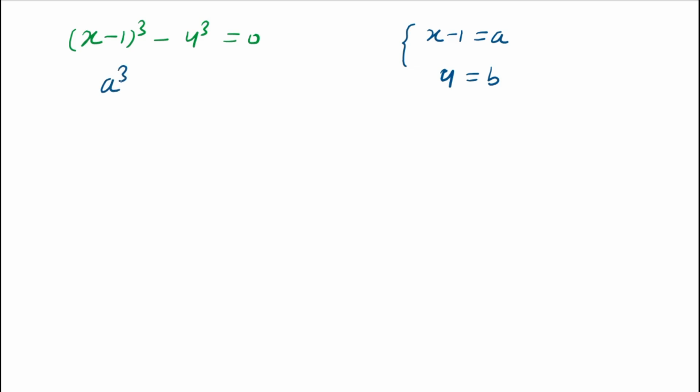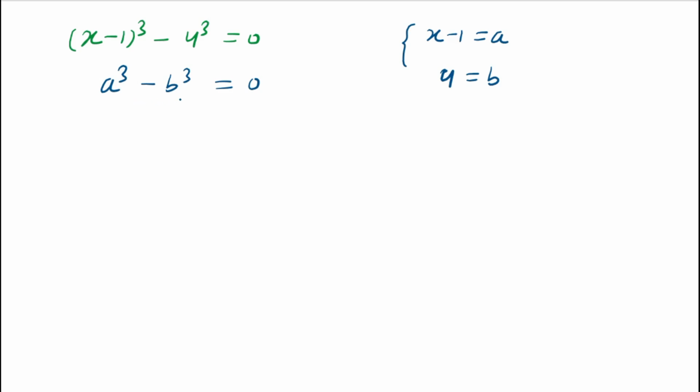(x − 1)³ − 4³ is equal to 0. Here we will apply substitution again. If we substitute x − 1 equal to a, and 4 equal to b, then in the left-hand side, this expression x − 1 is replaced by a, so a³ − b³ is equal to 0. In the left-hand side, a³ − b³.